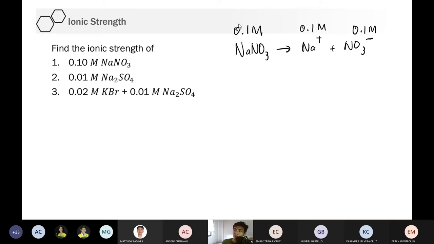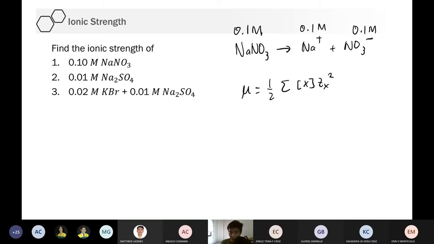So, yan. Ito na. Yung ating 0.1 molar sodium nitrate solution, we have 0.1 molar of sodium and 0.1 molar nitrate ion. So, for us to calculate the ionic strength, we use the formula mu equals 1/2, the sum of the concentration of your species times their charges squared. Ano yung species natin dito? We have the sodium and the nitrate ions. Ipa-plug in natin yon dito sa equation.